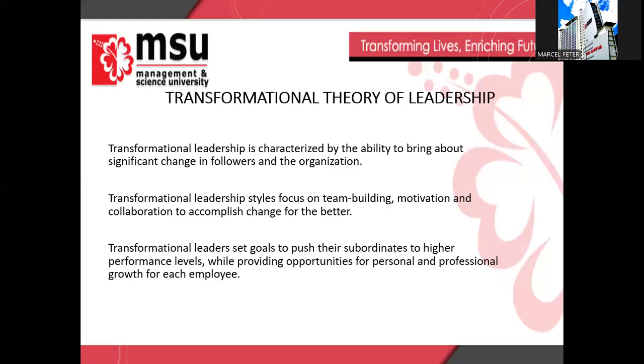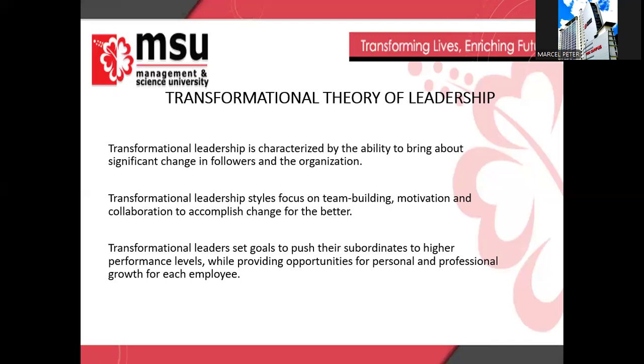Next is the transformational theory of leadership, where this theory focuses on the ability of a leader to bring significant change to followers and the organization. And according to this theory, leaders inspire and motivate people. Leaders focus on team building and collaboration. Leaders encourage the followers to perform beyond their expectations. Transformational leaders do not only focus on tasks, they also focus on the personal and professional growth of their followers.